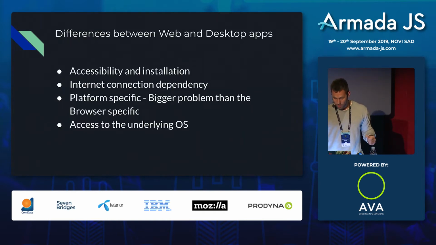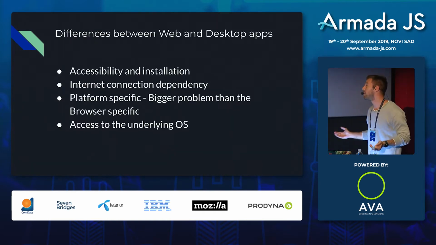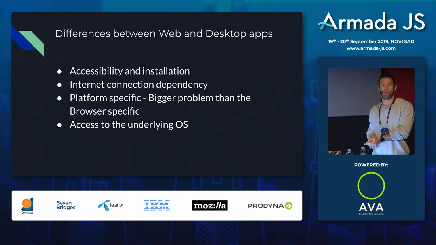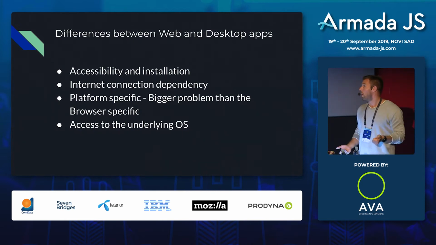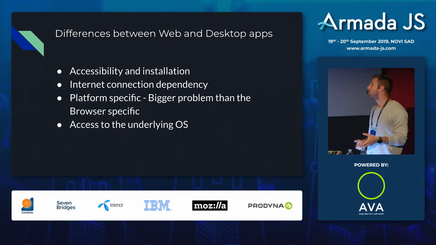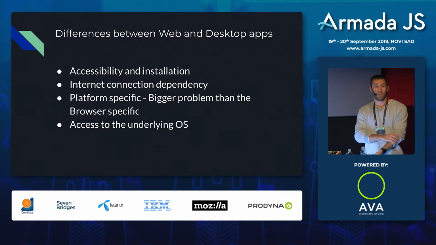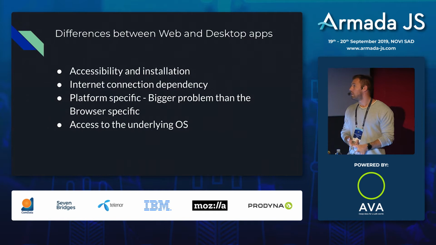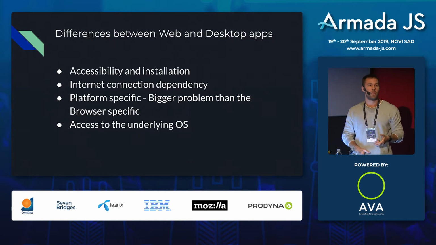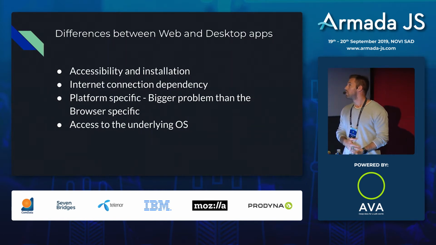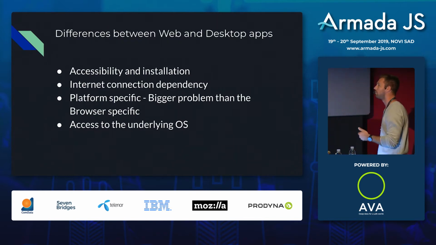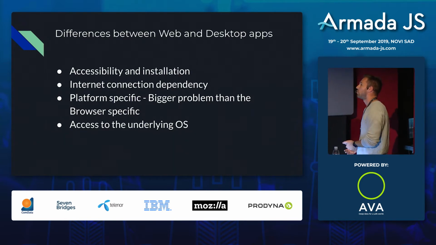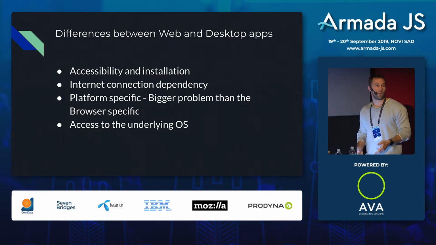So, what are the main differences between web and desktop apps? AKA, why do we need desktop apps, or why do we need web apps? Well, the first difference is accessibility. With desktop apps, you need to install them. If you want to update them, you need to uninstall and then install again. That's not the case with web apps. But on the other hand, for web apps, you need internet. For desktop apps, you don't need anything. Once you install it, it's there.